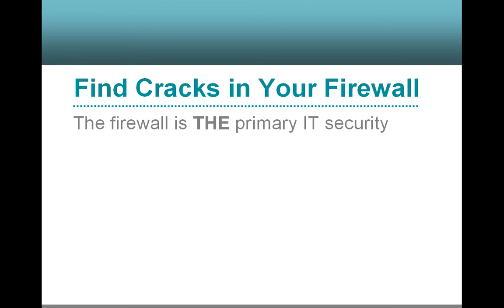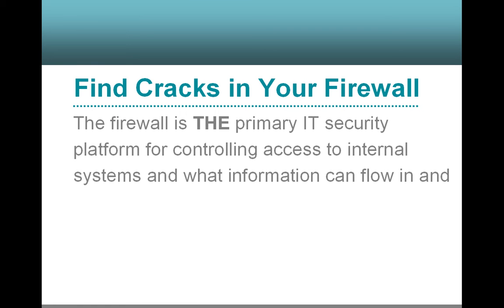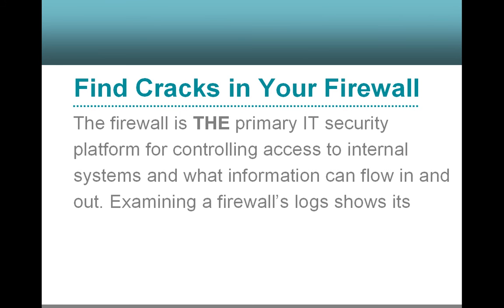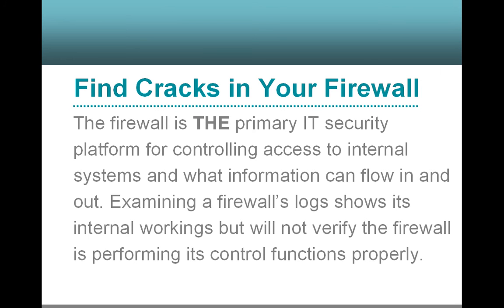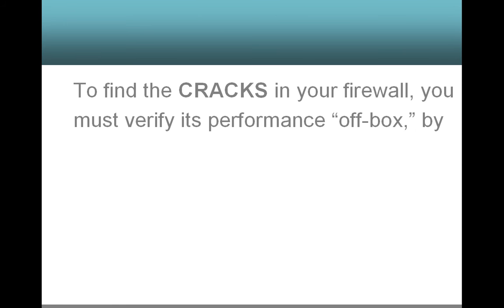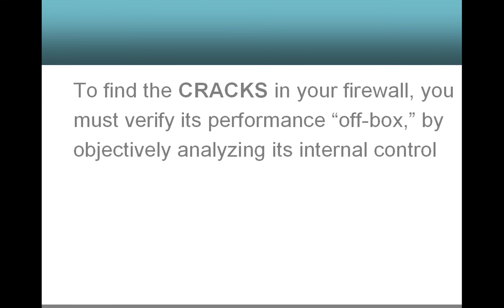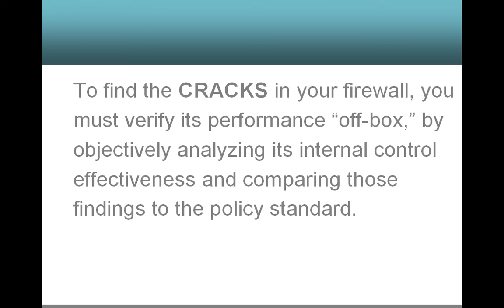The firewall is the primary IT security platform for controlling access to internal systems and what information can flow in and out. Examining a firewall's logs shows its internal workings but will not verify the firewall is performing its control functions properly. To find the cracks in your firewall, you must verify its performance off-box by objectively analyzing its internal control effectiveness and comparing those findings to the policy standard.